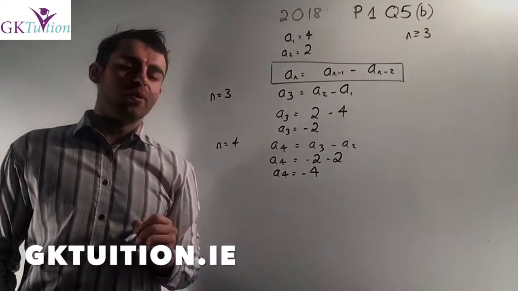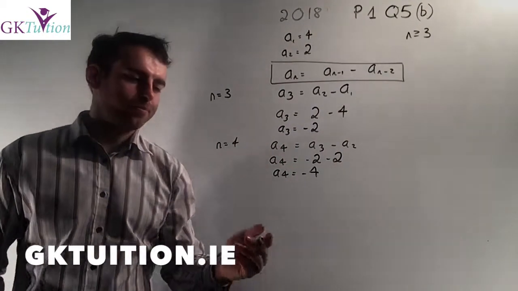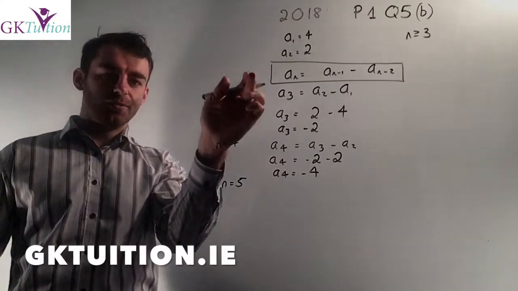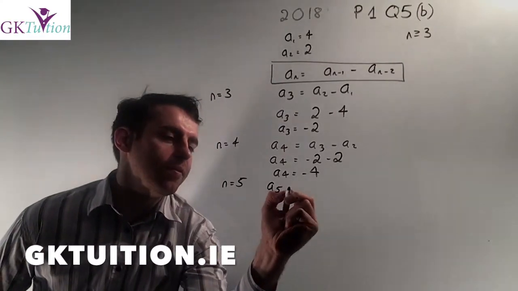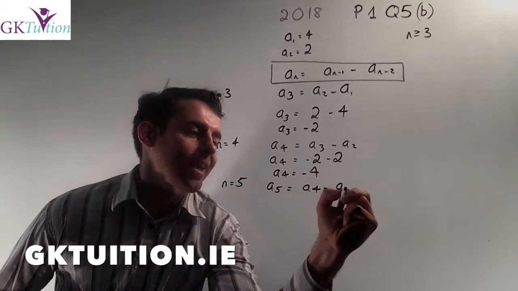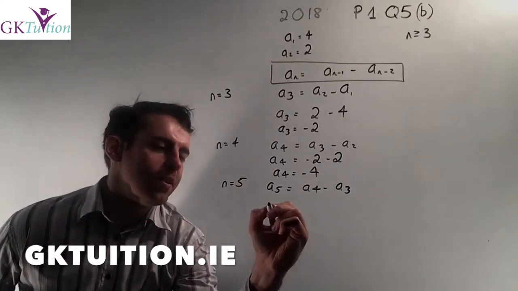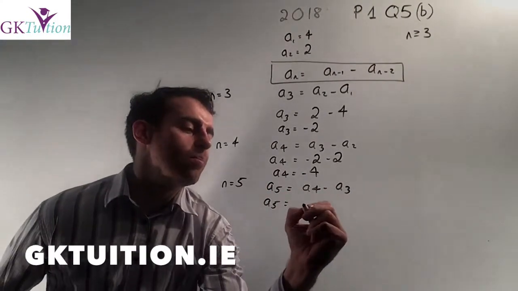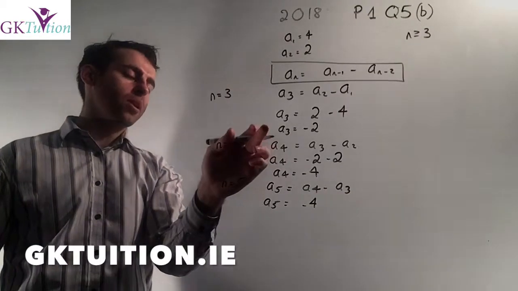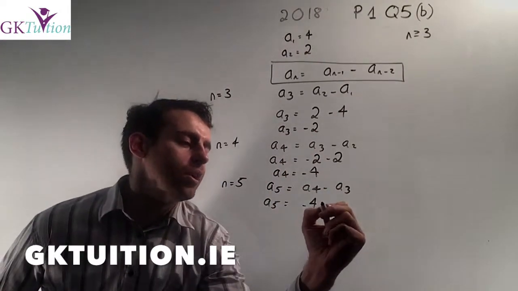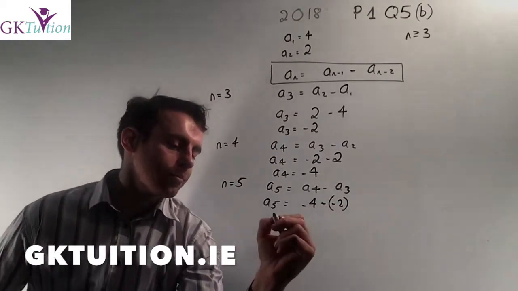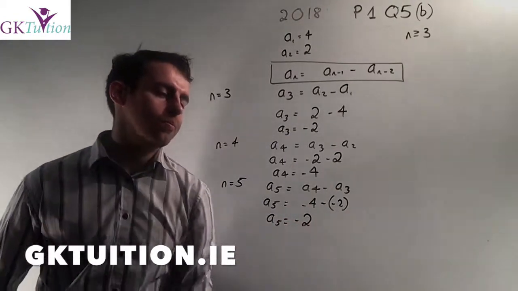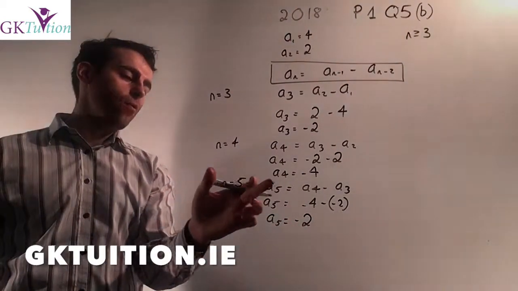So I know what A3 is, I know what A4 is. Now I'm going to try and find A5. To get A5, I'm going to sub in N equals 5 into the original formula, which means that I get A5 is equal to A4 minus A3. Again, I don't know what A5 is, so at the moment I'll leave it as an unknown. A4, we worked it out previously, it's minus 4. And A3 is up here, it's minus 2. So I'm going to get minus A3, so it becomes minus minus 2. So if I simplify that fully, I get minus 4 plus 2, which gives me minus 2. So now I've worked out A3, A4, and A5.